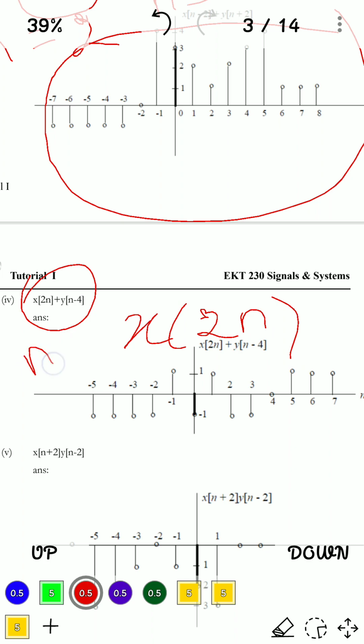What is n minus 4? n is equal to 4. That is, you are going to shift the y of t signal 4 places to the right, right? So that is what you have to do, and this is for x of 2n.